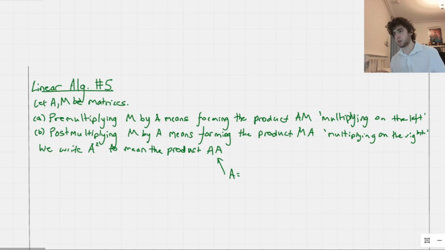I'm not sure if I introduced that concept in any of my videos. I think I have, because they had it in the notes, so I'm assuming they mentioned it before. If not, all it means is just a matrix of the form n by n. So it has the same number of rows as it does columns. So A has to be of this form.